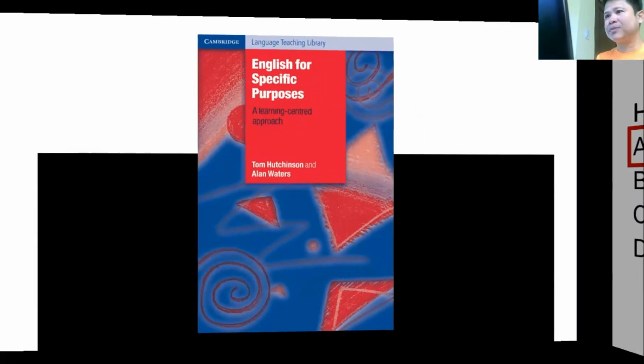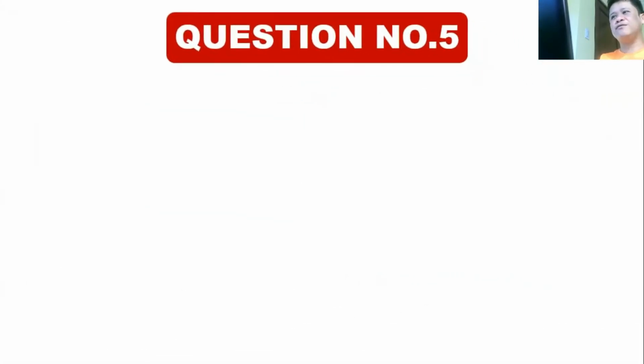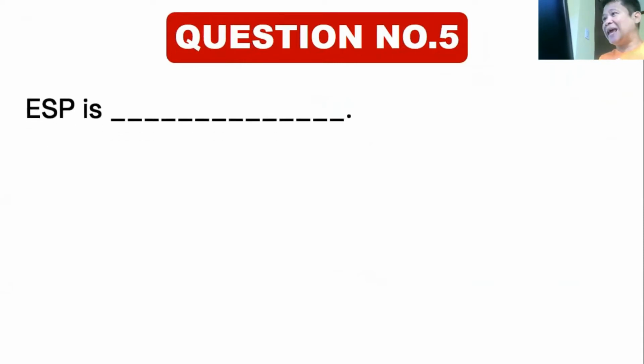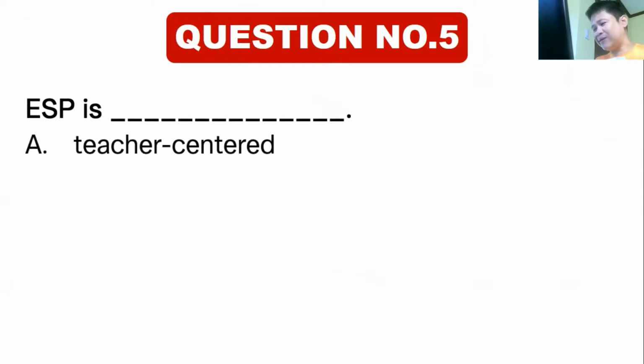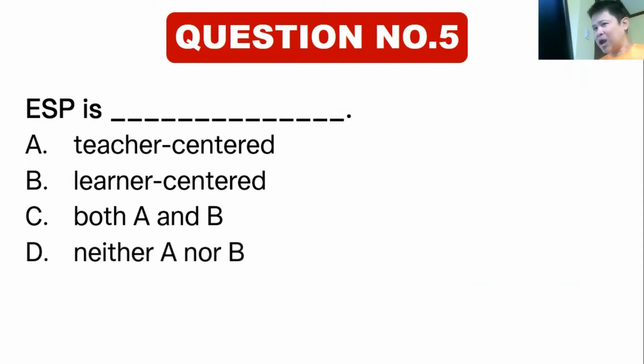Okay, next, number five. Question number five. ESP, or English for Specific Purposes, is A, teacher-centered, B, learner-centered, C, both A and B, both teacher-centered and learner-centered, and letter D, neither A nor B, not teacher-centered, not learner-centered. Okay, what is the correct answer?